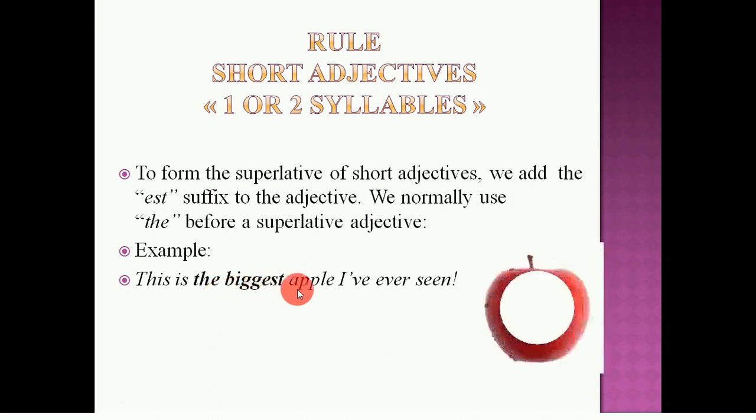This is the biggest apple I have ever seen. This is the biggest apple. وراه الادجكتيف هنا. It is big. وش زدنا له؟ Suffix est and the. This is for short adjectives. هنا big فيه one syllable. It's for sure a short adjective.